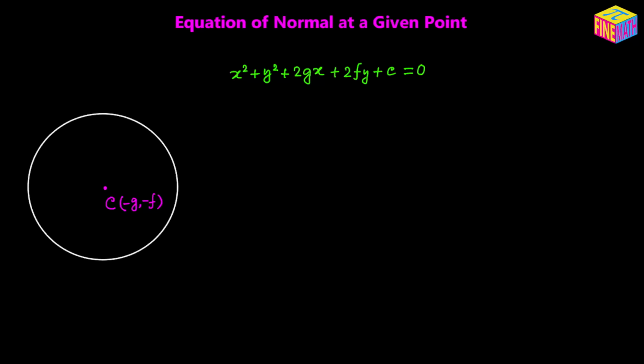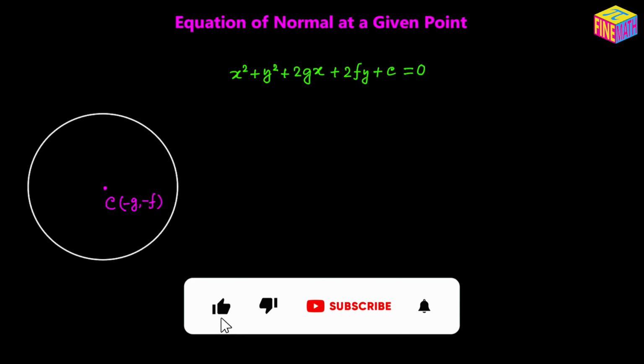Hi everyone. In this video, we are going to see how to derive the equation of normal at a given point on a given circle. Let's suppose we have a circle like this whose equation is x squared plus y squared plus 2gx plus 2fy plus c equals 0. So the center of the circle would be located at negative g comma negative f.